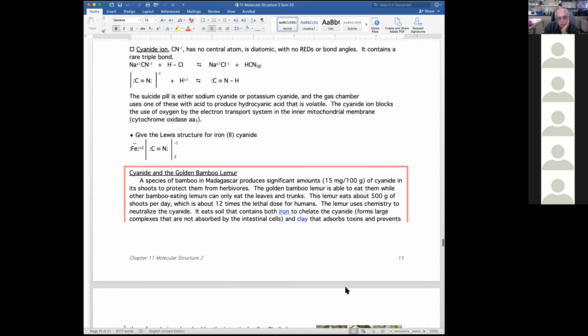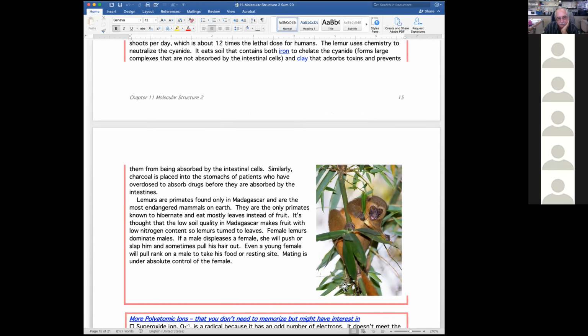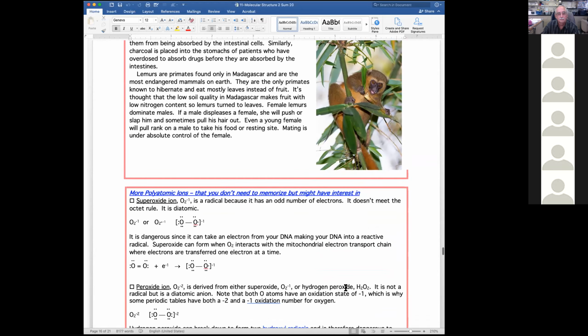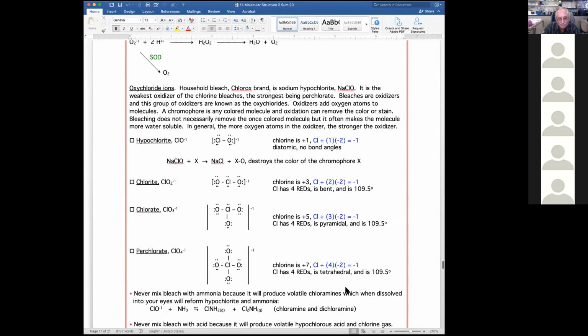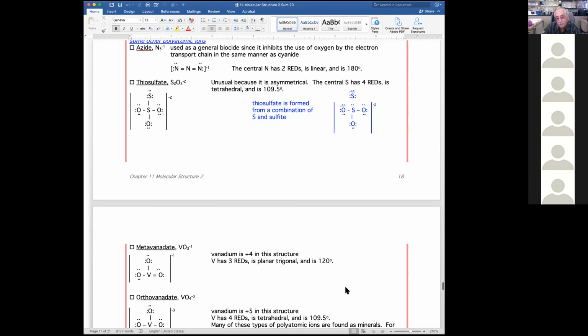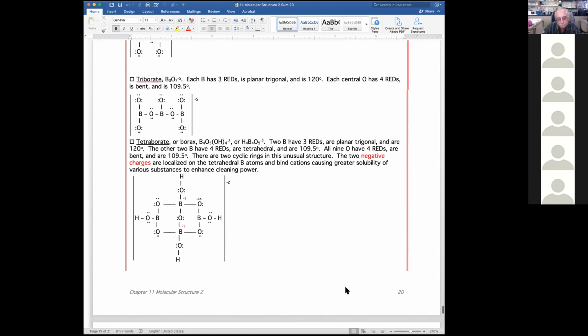Okay, and then we went crazy over here, talking about lemurs and free radicals and all this kind of stuff. But again, it's all in a red box, right?